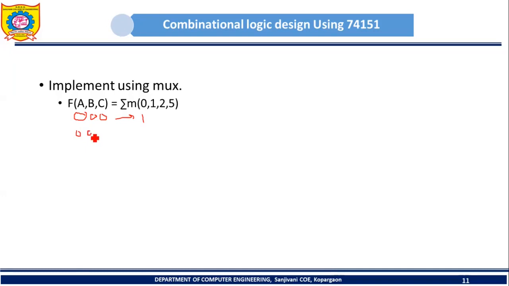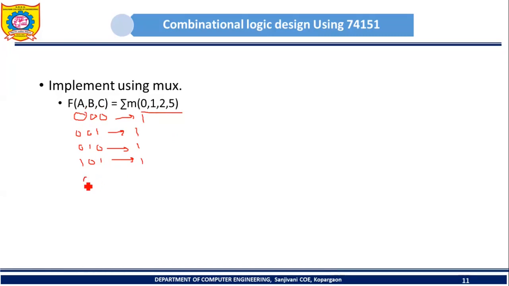Then 0, 0, 1. This combination corresponds to minterm 1. Minterm 1 is also present in this function, so that's why this function is going to generate output 1. Similarly for 0, 1, 0 and 1, 0, 1, we will get output 1 for this function, because all these minterms 0, 1, 2 and 5 are present in this function.